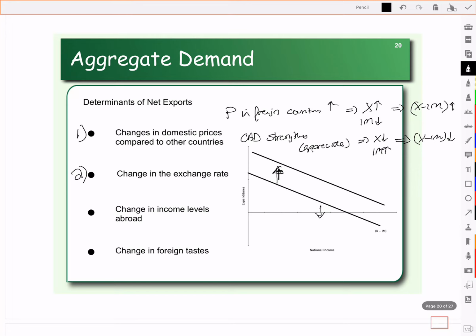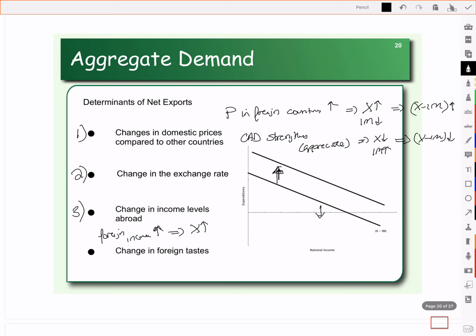So we've looked here at two factors that will impact net exports. Now we've got two more here. So let's look at a change in income levels abroad. Suppose that foreign income increases. Americans get richer. If Americans get richer, what does that do to our trade? Well, if Americans are richer, they're going to buy more from us.